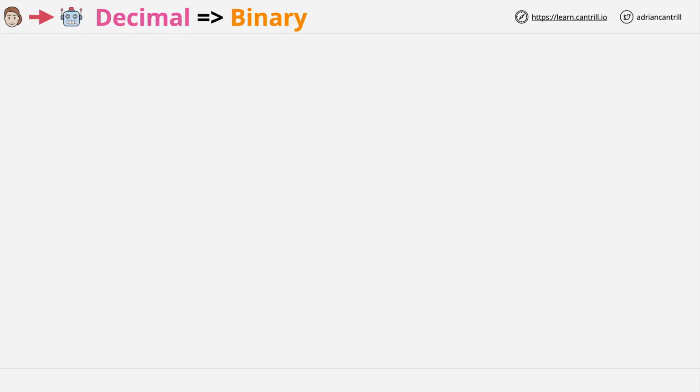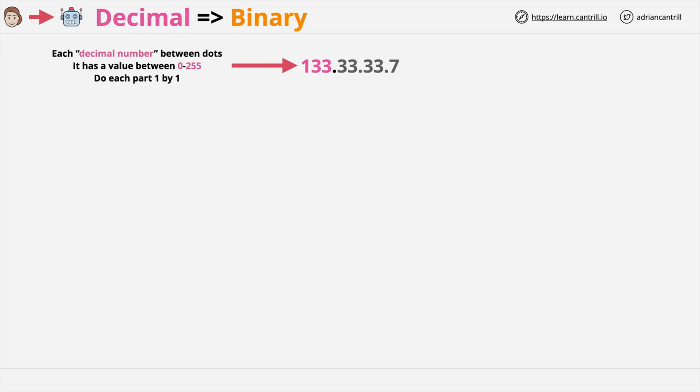Let's say that you want to convert this IP, so 133.33.33.7 into binary. Well, each decimal in between the dots, so 133, 33, 33 and 7, is a number between 0 to 255. So I find it easier, at least initially, to tackle each one of these numbers individually, working left to right. So that's what we're going to do in this lesson. I'm going to step through the maths involved to convert 133 and 33 into binary, and then I'm going to ask you to follow the same process for the last two numbers.